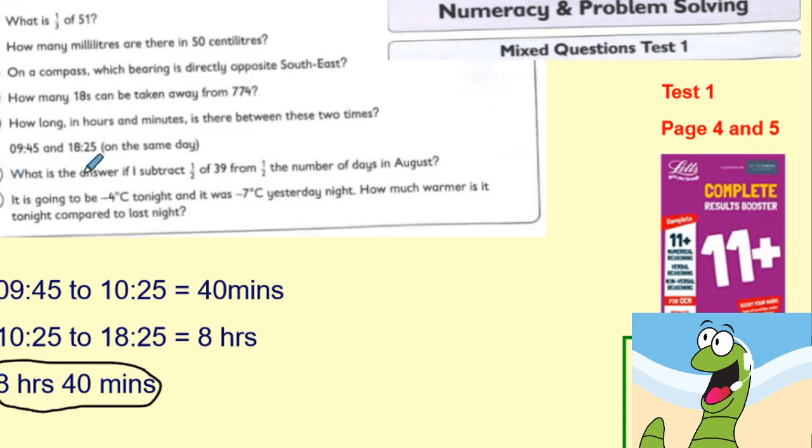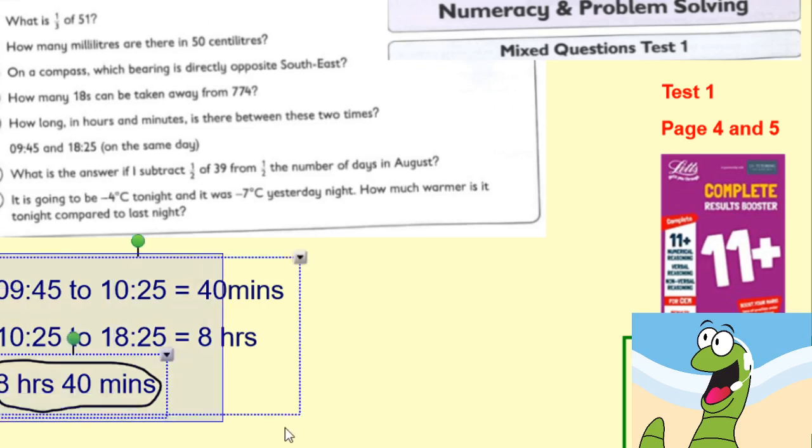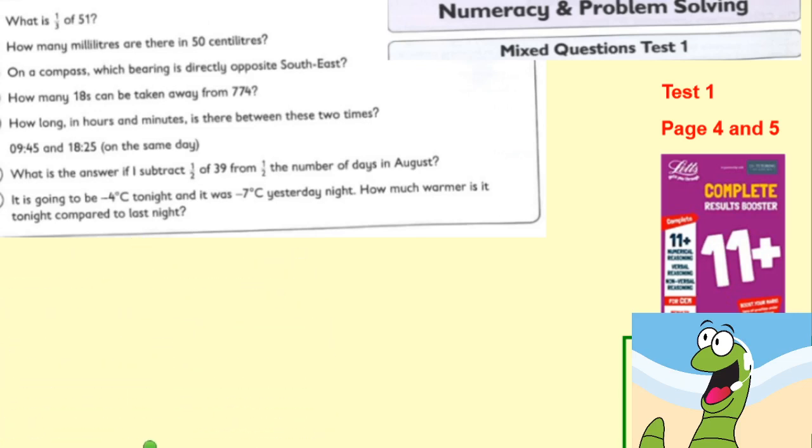Question 6. What is the answer if I subtract half of 39 from half the number of days in August? Okay, let's just get rid of all of this first so that we can get this one sorted. So let's have a look. The first thing we're going to do is see what is half of 39. So divide 39 by 2. We know that 2 goes into 3 once, and we have 1 left over.